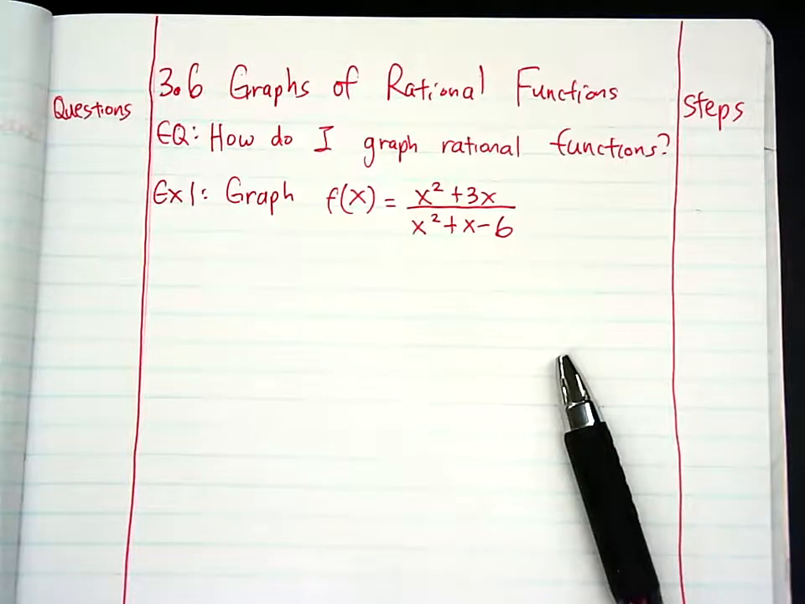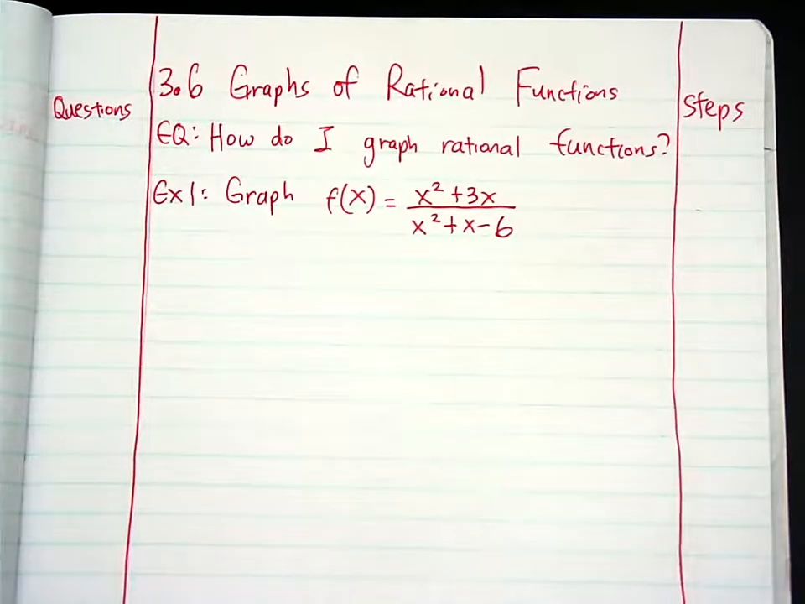Okay, Algebra 2 Trig, we're going to start 3.6, graphs of rational functions. We found horizontal and vertical asymptotes yesterday, and now we're actually going to go through the whole process of graphing. So our central question is, how do I graph rational functions?